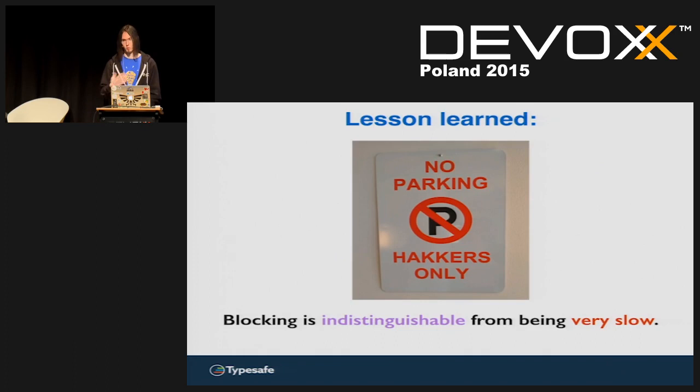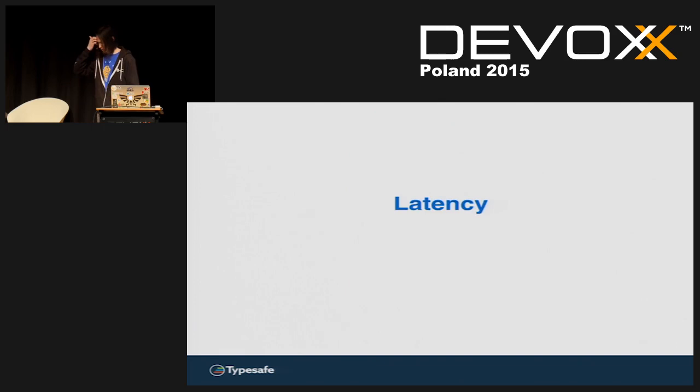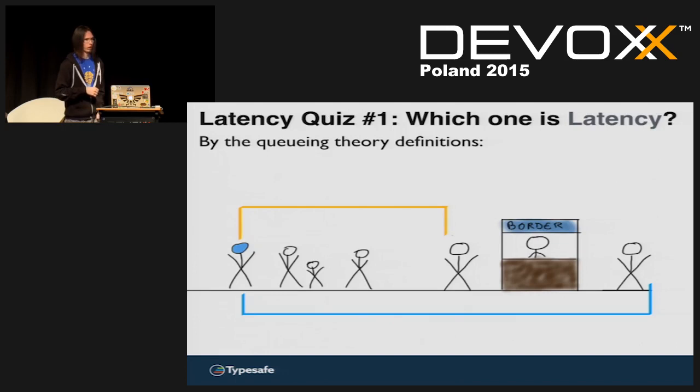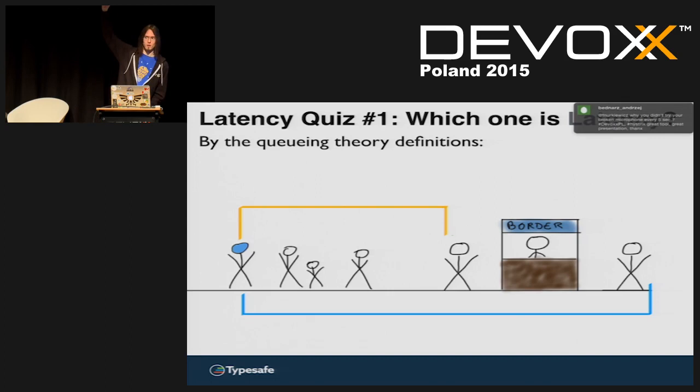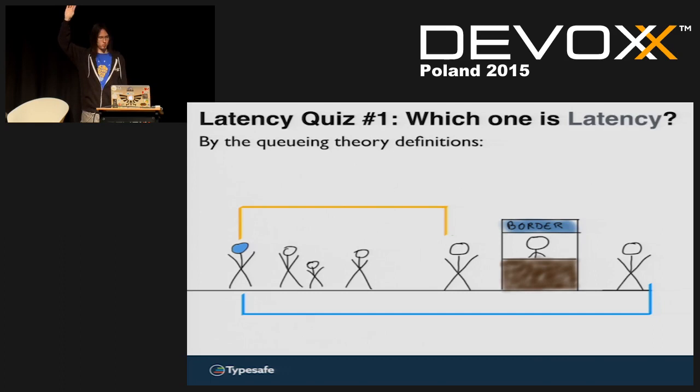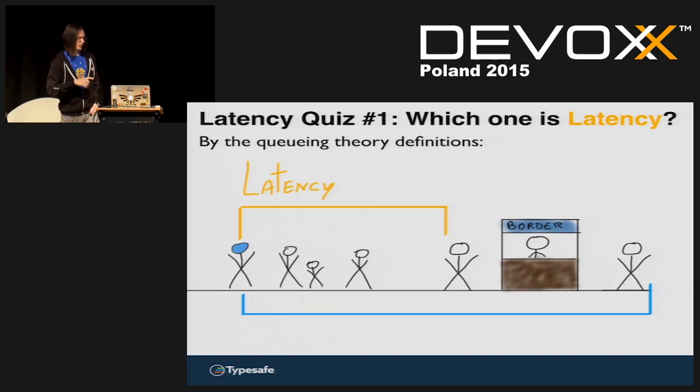So now, let's do a small quiz. What is latency? Which of the lines is latency? If you think latency is the yellow thing, hands up. Okay, if you think it's the blue thing, hands up. Okay, so the blue thing is winning. Well, actually, this is latency. And let me define that by saying the obvious: this is latency by the queuing theory definitions.